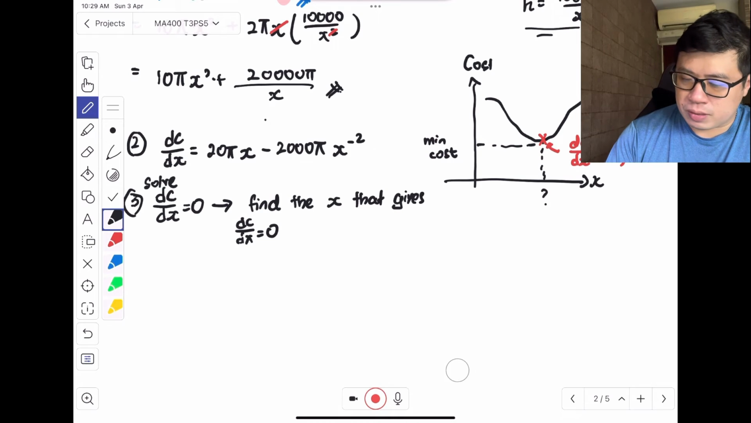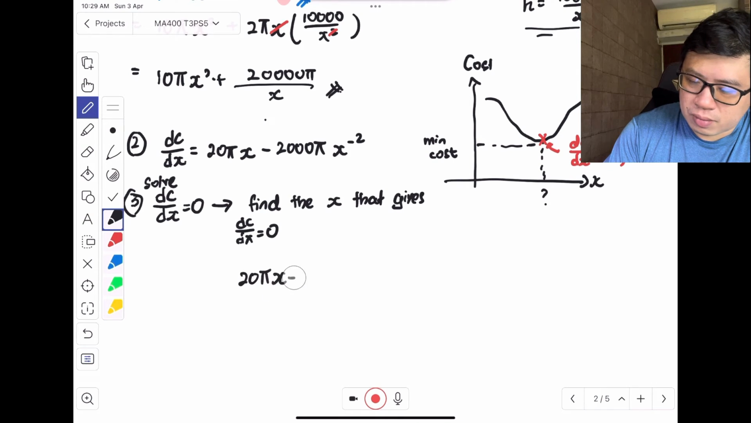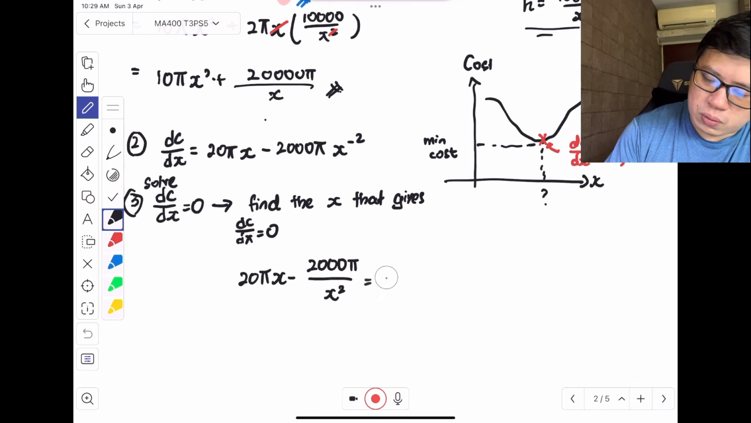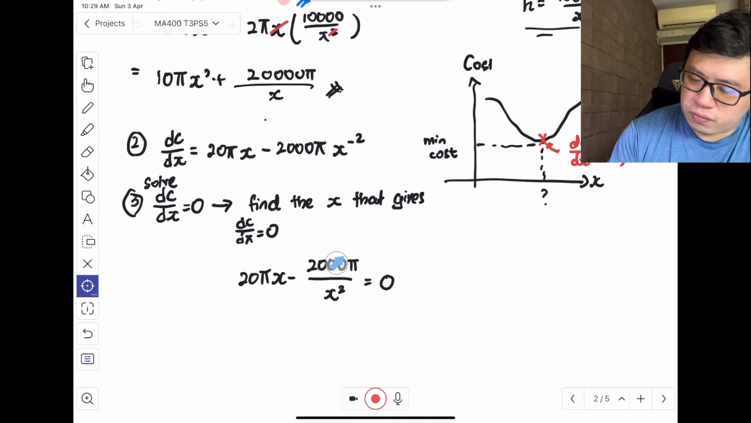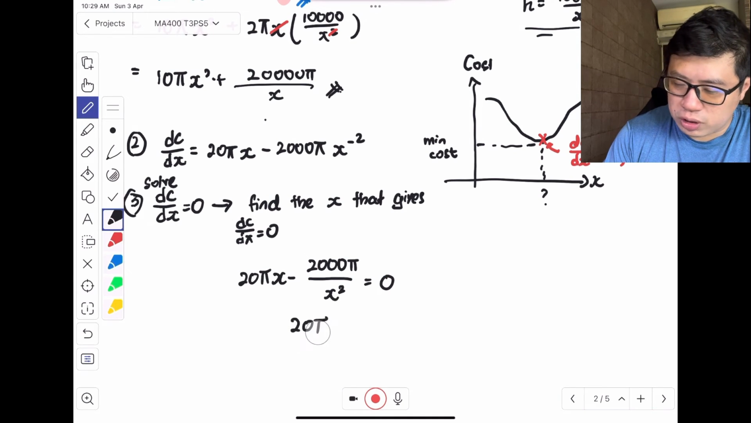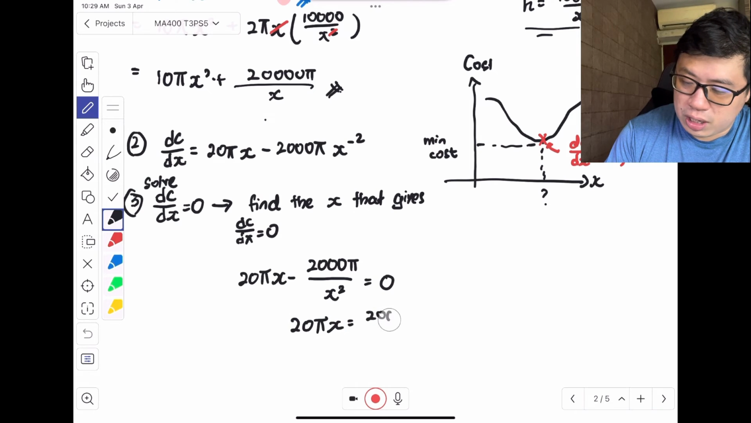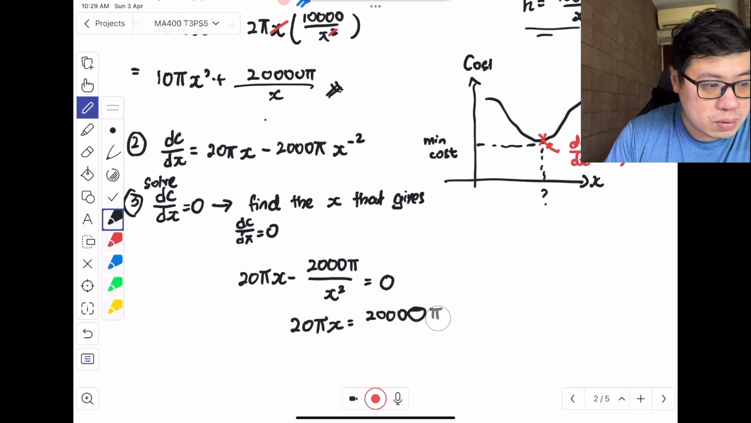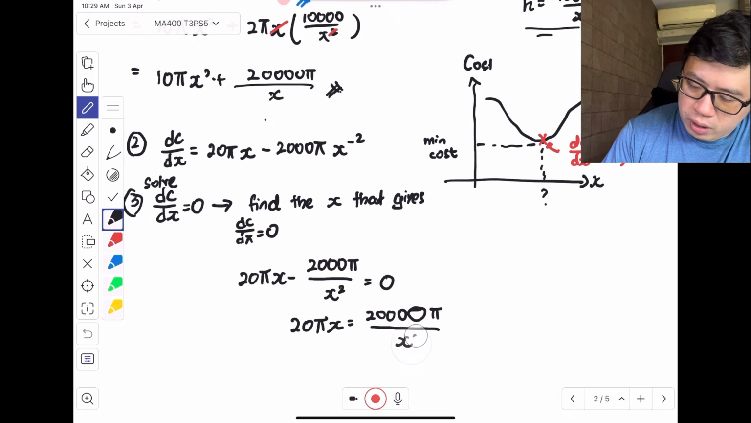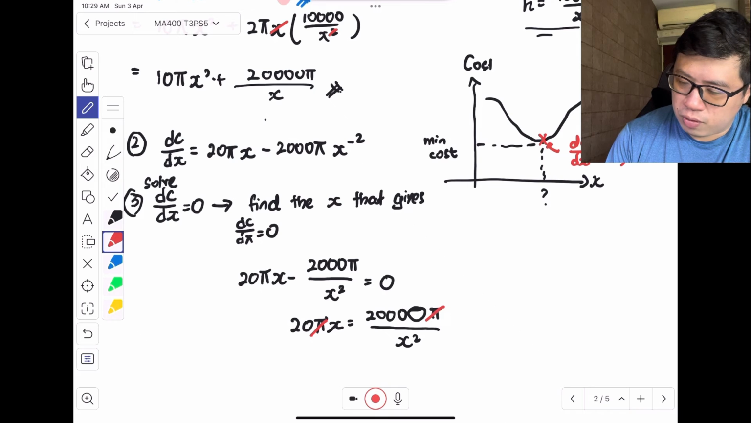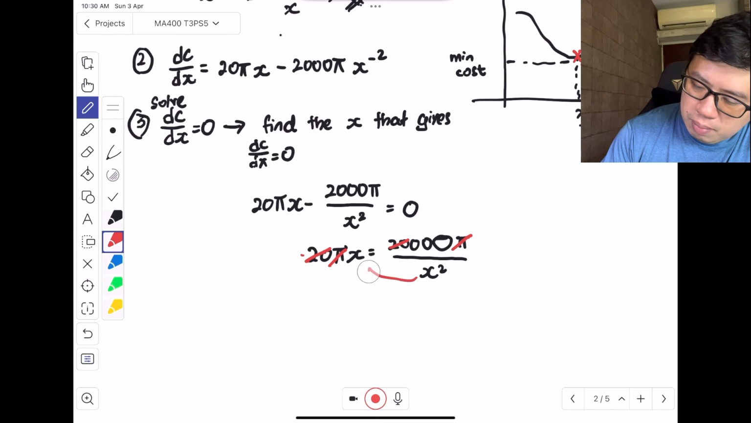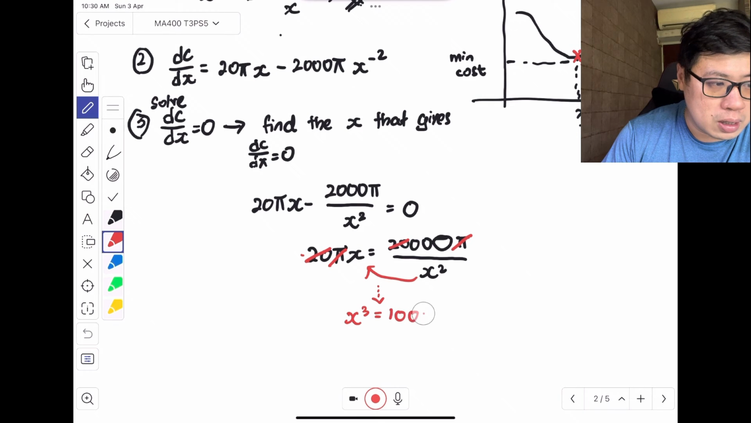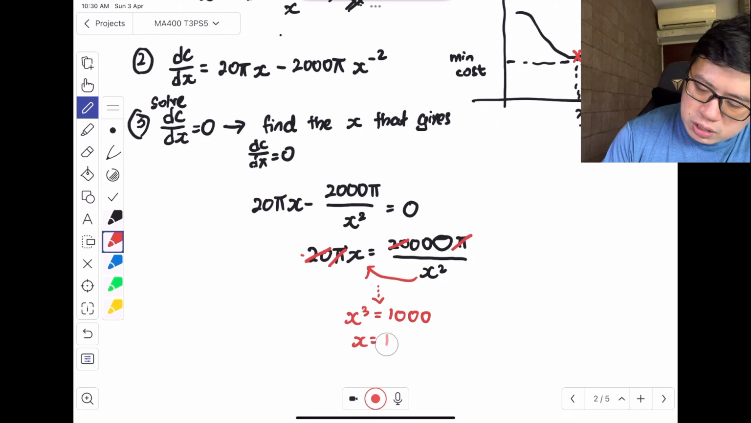So we put 20 pi x minus 20,000 pi over x squared equals 0. I'm just going to shift this over to the right. It's not too difficult to solve, so don't worry too much. Cancel pi on both sides, divide by 20 on both sides, multiply the x squared over, and you have x cubed equals 1000, which gives you x equals 10.